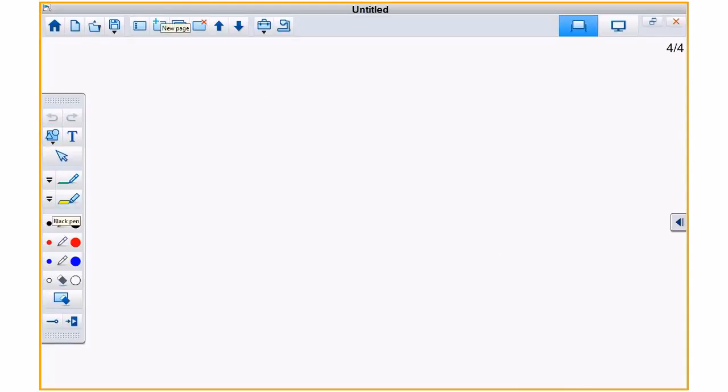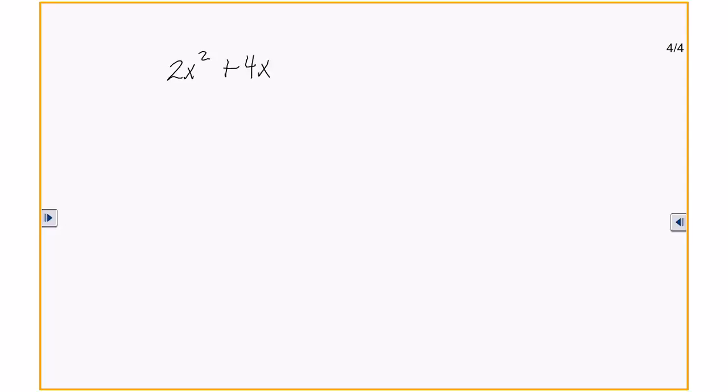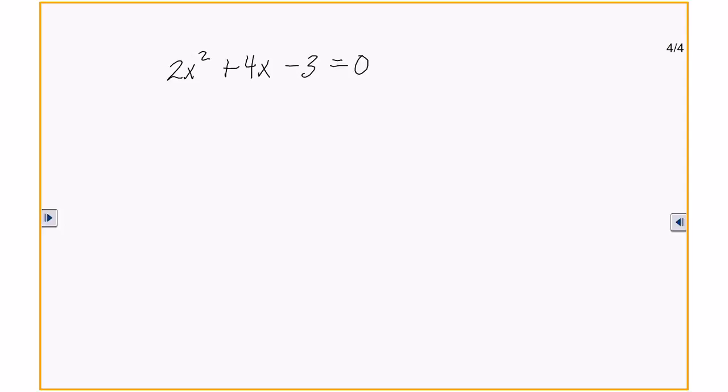All right, let's do 2x squared plus 4x minus 3 is equal to 0. Now see, that is an equation that you're going to have to do by completing the square because it's not factorable. So take the 3 over to the other side.